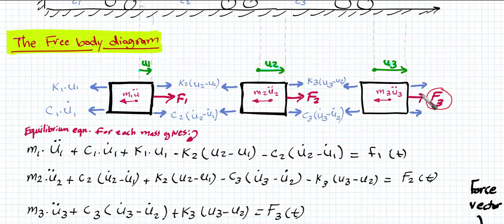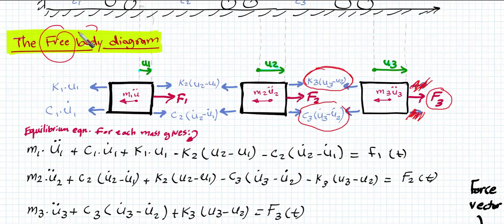And after that, we are going to have the same forces applied on the second mass. It will be applied on the third mass, but in a different direction. Okay, and we have the forces here. After that, we do not have anything to be applied on this mass. Okay, this is what we call the free body diagram.